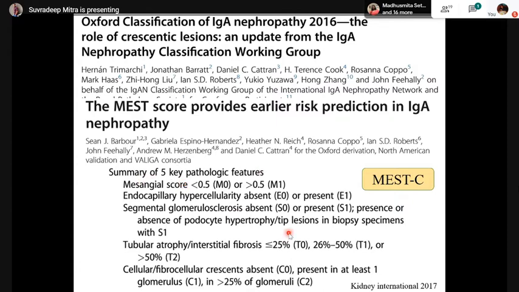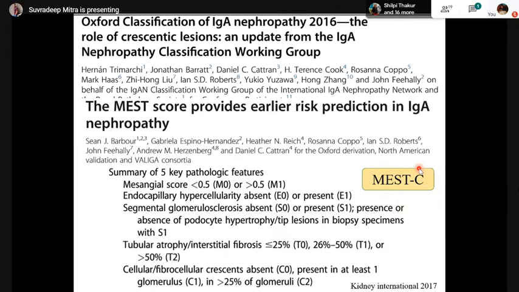In the recent most classification, people have seen that the presence or absence of crescent is a very, very important prognostic marker. If there is presence of crescents in IgA nephropathy, again, it's a poor prognostic marker. Also, in the recent classification, people have seen that the presence of podocyte hypertrophy or tip lesions in the segmental glomerulosclerosis is also kind of correlate with a poor prognosis in IgA nephropathy. So this particular classification, which is the modification of Oxford classification, is known as MEST-C classification.